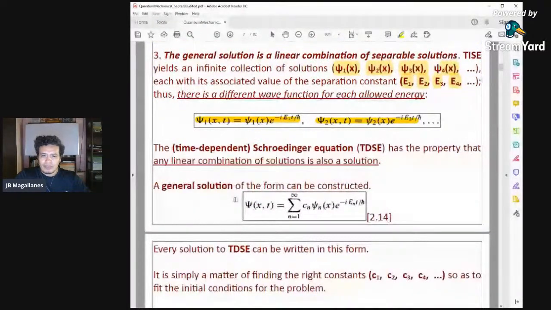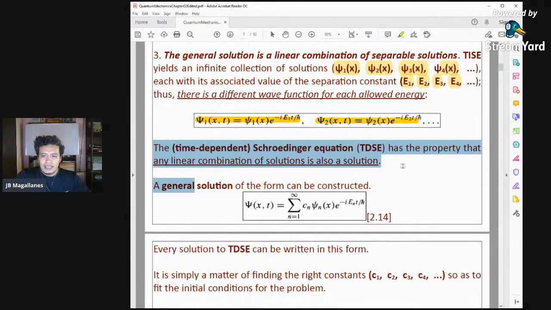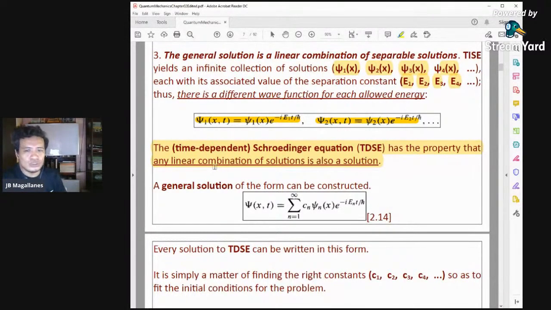So the TDSE, or the time-dependent Schrodinger equation, has a property that any linear combination of solutions is also a solution. The time-dependent equation is actually the original Schrodinger equation. What we use to solve these stationary states is the time-independent Schrodinger equation. You can see the difference.